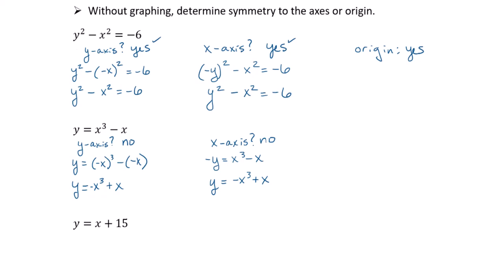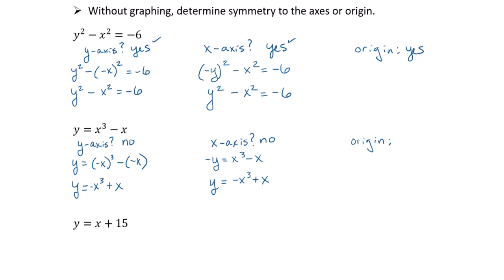Now, we tested no x-axis symmetry, no y-axis symmetry, but we still need to test for the origin. Remember, if the x-axis and y-axis both test out to be symmetric, then it's automatically for the origin, but we can still have origin symmetry even if we had no x-axis and no y-axis symmetry.